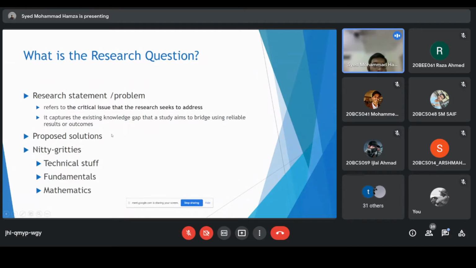So generally, research statement refers to a critical issue that a research seeks to address, and it captures the existing knowledge gap that the study aims to bridge using reliable results and outcomes. So that is the most important thing we ask finally. And then we see what is the proposed solution. And then we go to the nitty gritties, for example, technical stuff that is written about temperature sensors, the fundamental equations and theories about it, and then the mathematics. So this is how we approach it.